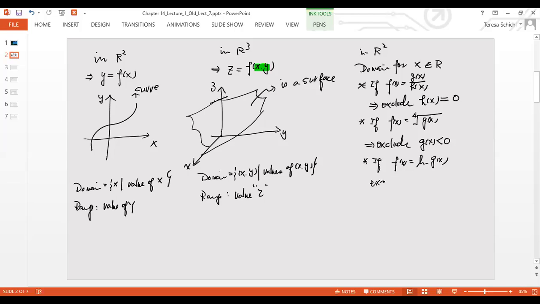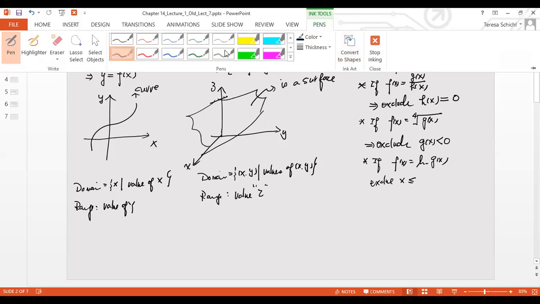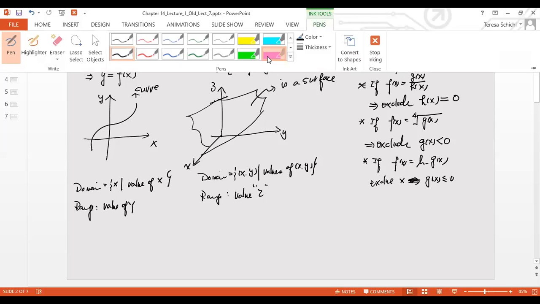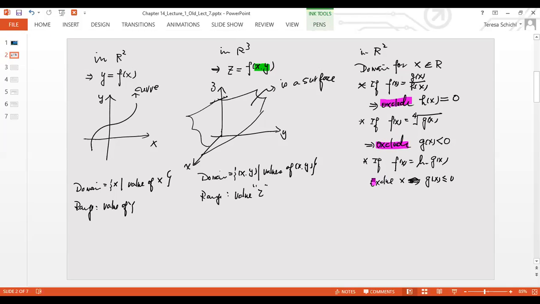So we need to exclude all the x here where it is less, which makes the g(x) less than or equal to 0, right? So those are the things where we say, we need to be careful for the R2. The same thing goes for R3. Instead of considering just the variable x, you need to consider the variables x and y.